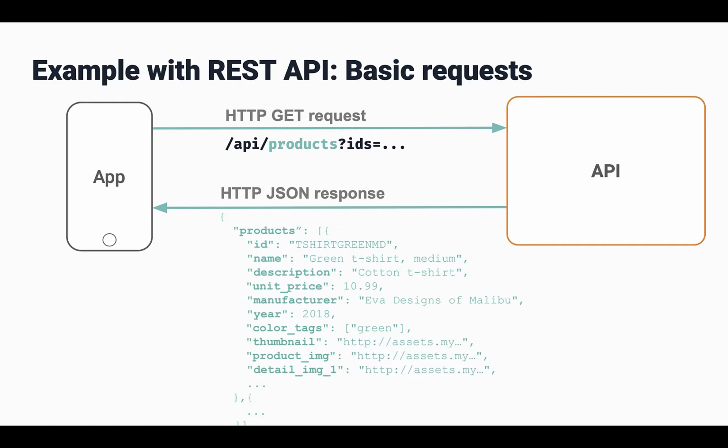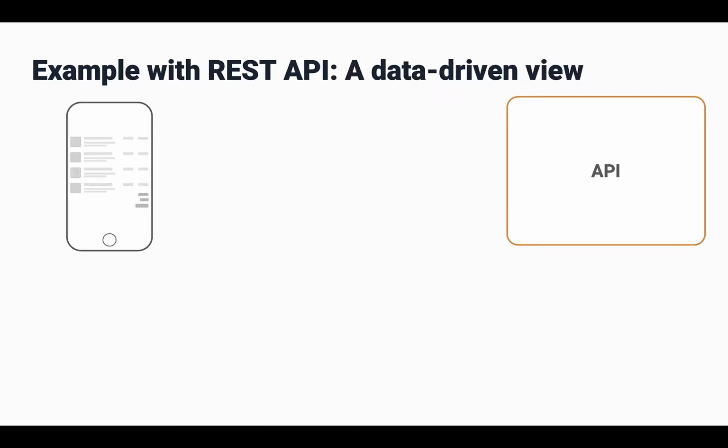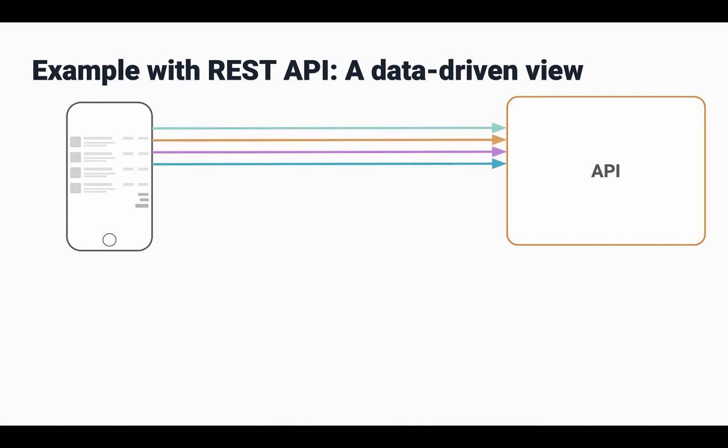The API is returning data chunks, and the front end can use whatever it wants. Going back to the shopping cart component, we see that we'll need 4 requests to collect all of the data required.